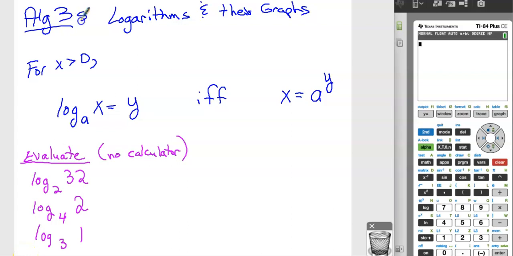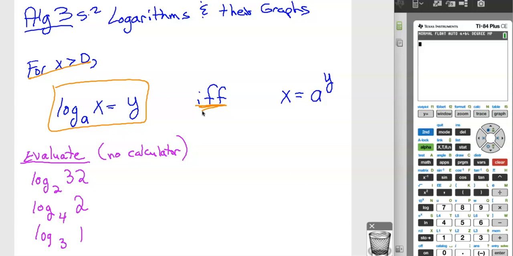This is 5.2, study of logarithms. You have covered logarithms in a previous class, so this should be a refresher. The very first thing we want to start off with is, for x greater than 0, the definition of what a logarithm is: log base a of x equals y, if and only if, that's what IFF stands for, x equals a to the y power.